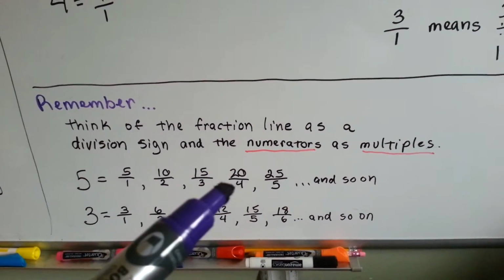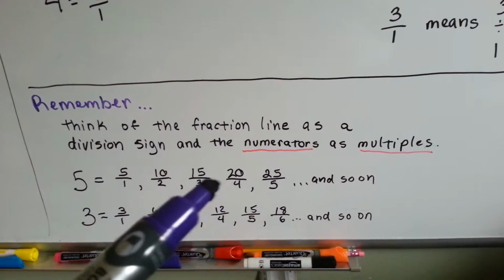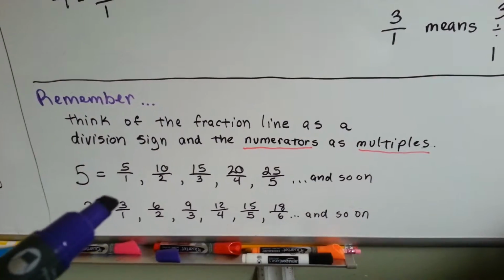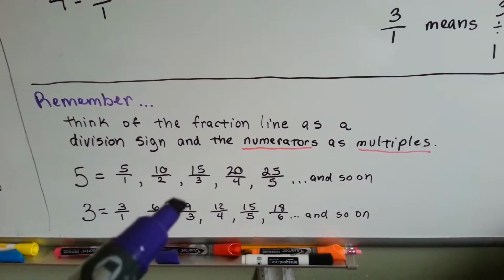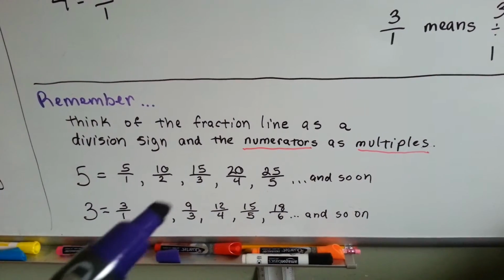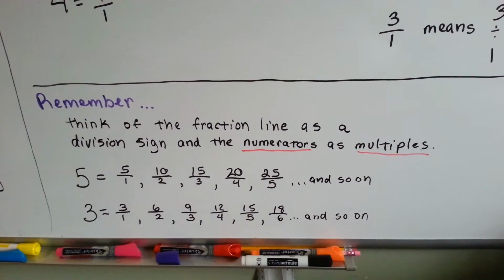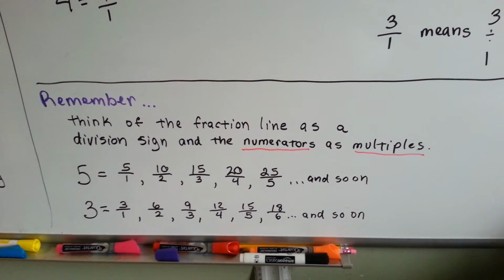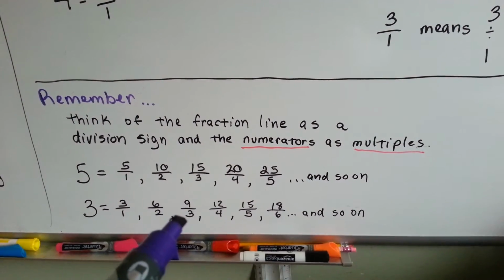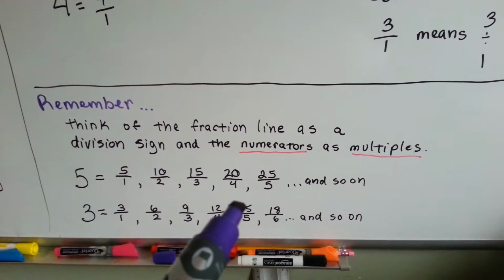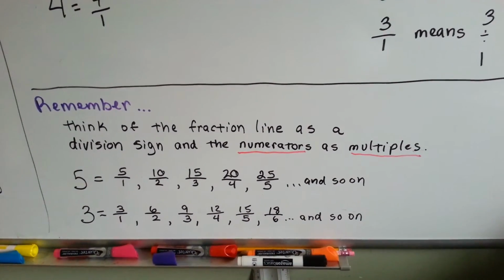So if 20 was split into 4 parts, there would be 5 in each part, see? 3 would be 3/1, or 6/2, or 9/3, or 12/4. And see how these are multiples? 3, 6, 9, 12, 15, and so on. And the counting number is underneath, 1, 2, 3, 4, 5, 6. See that? But 9/3 is 3. 12/4 is 3. 15/5 is 3. See?